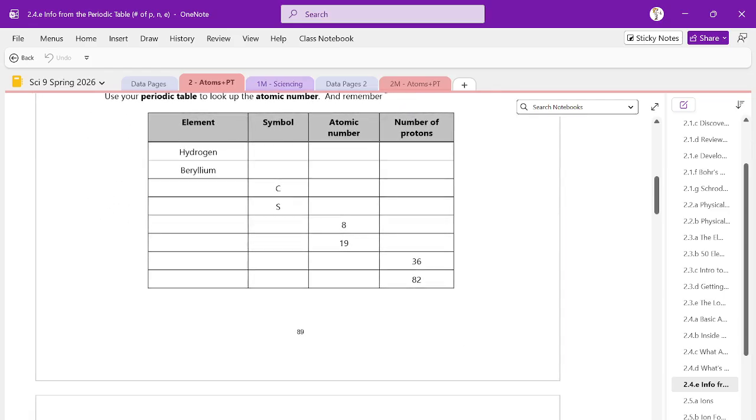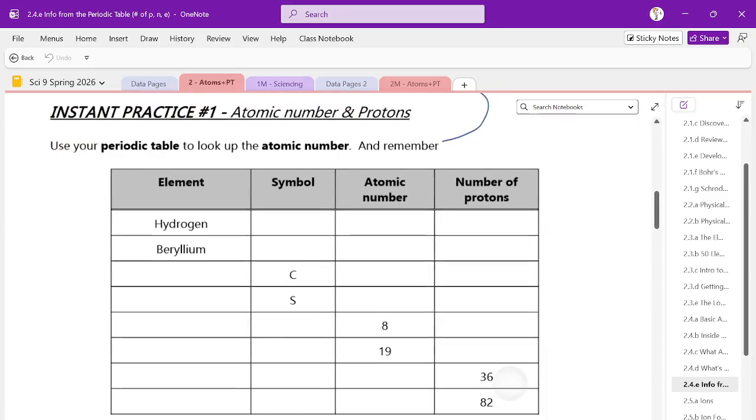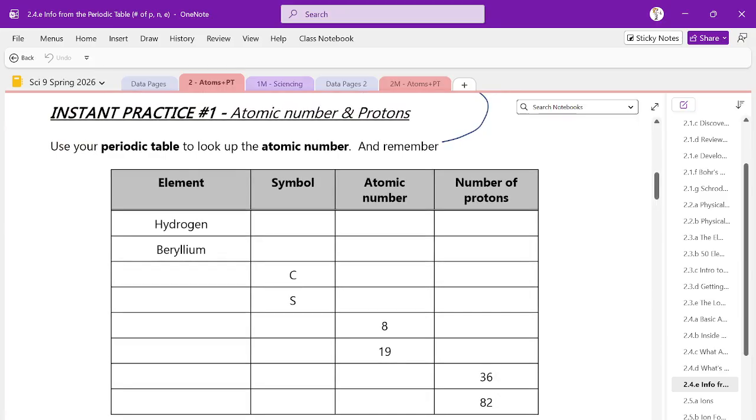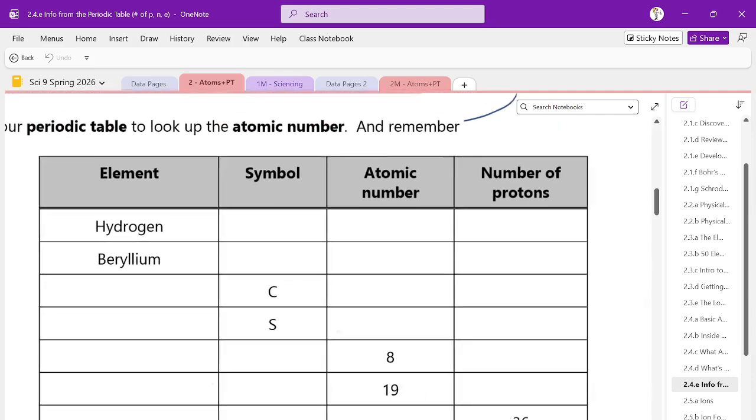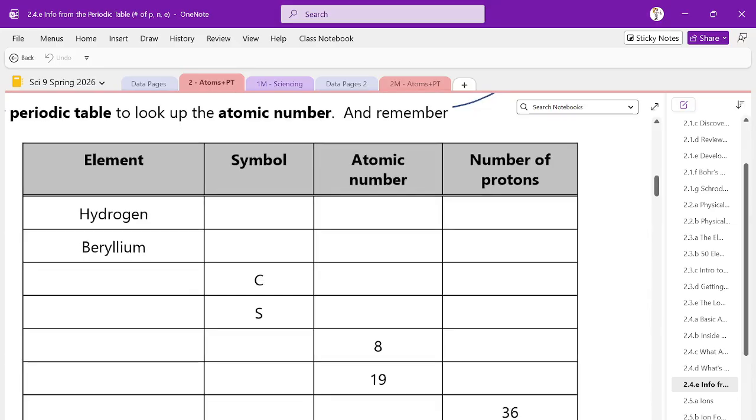We're going to go to page 89, and we're going to do two examples from here, okay? We're going to do beryllium. Let's do beryllium. What is the symbol for beryllium? Go find it on your periodic table.